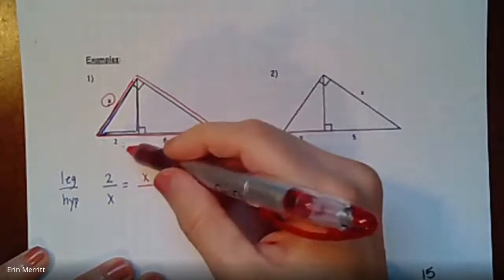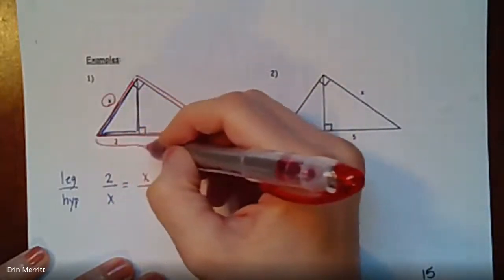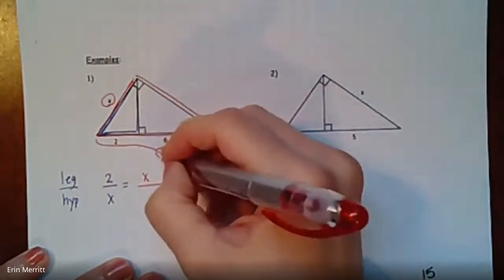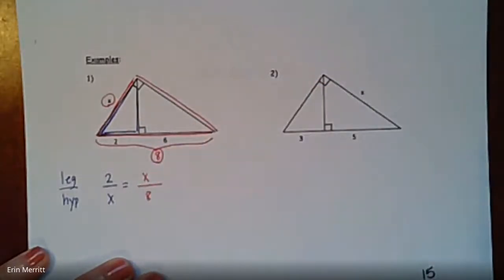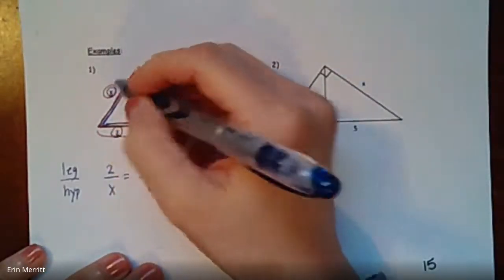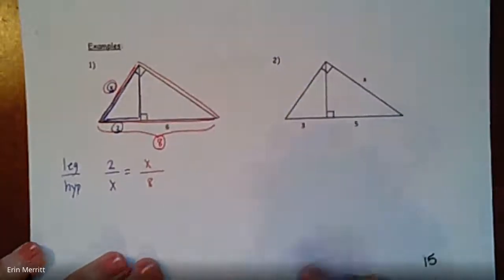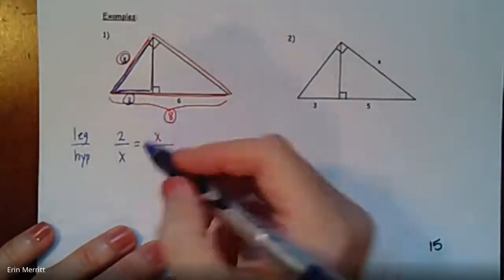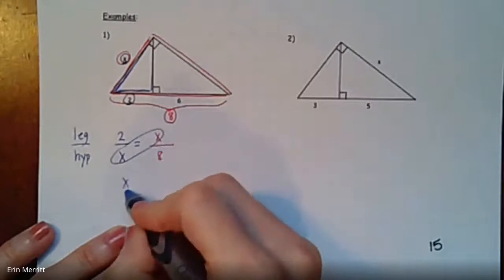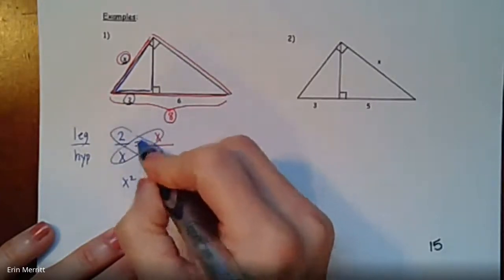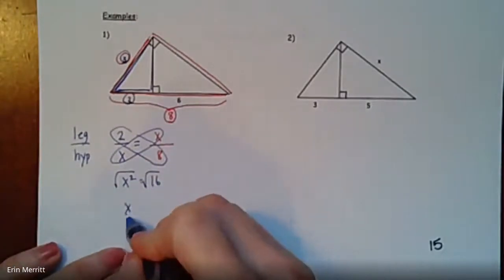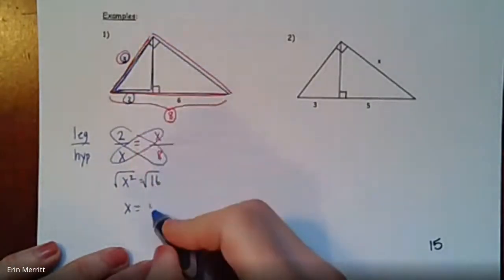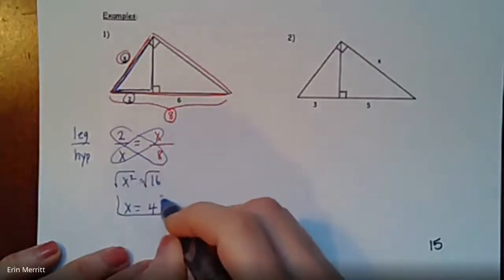I can't just use 2. I can't just use 6. I have to put all of that together. So 2 plus 6, I'm going to get 8 there. Sometimes people will do better with this if they circle the parts they need. So 2 is to x, and then as x is to 8. From there, you know how to do this. Cross multiply. So x squared equals 16. Technically, it's plus or minus 4 when you take the square root, but we don't need the negative 4 because it's a side length. So x equals 4 would be our answer. And that's it.